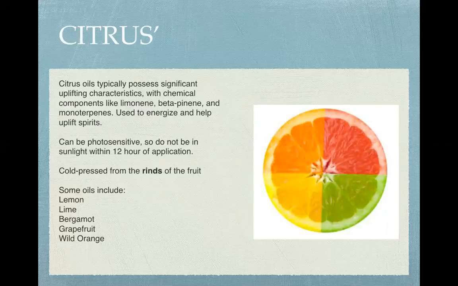Citrus oils are cold pressed, and they typically possess significant uplifting characteristics with chemical components like limonene, beta-pinene, and monoterpenes, used to energize and help uplift the spirits. If you notice, most of the citrus fruits are very uplifting and very positive. They can be photosensitive, so you just have to be careful not to go out in the sunlight within 12 hours of application. The cold pressed oils come from the rinds of the fruit, and some of the oils that doTERRA has include lemon, lime, bergamot, grapefruit, and wild orange.